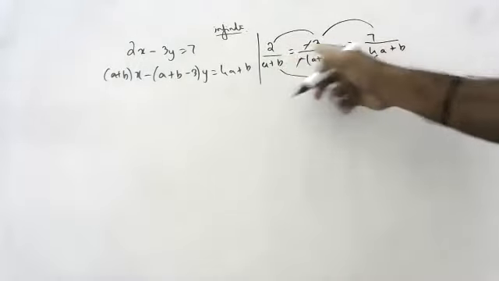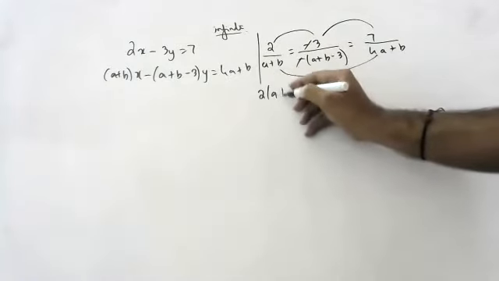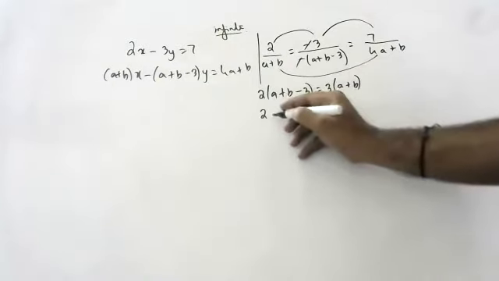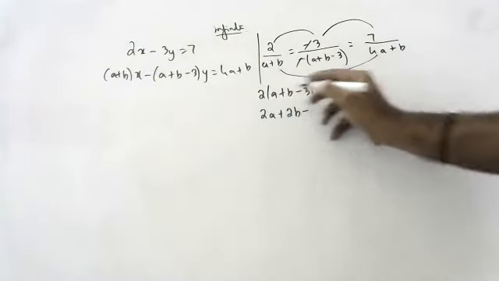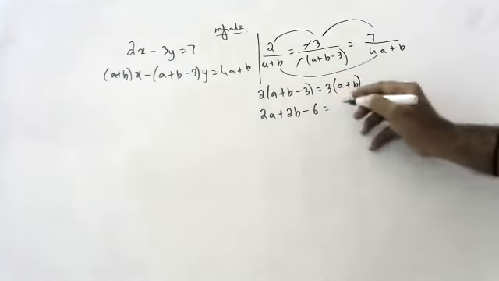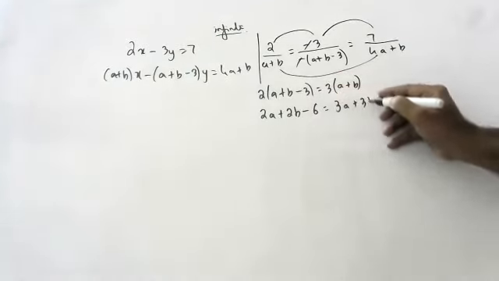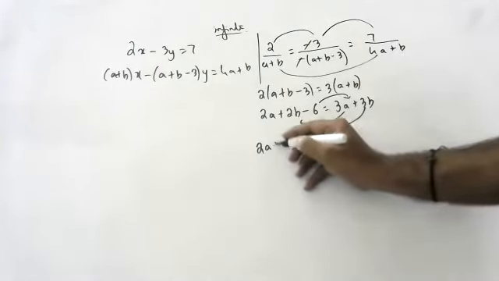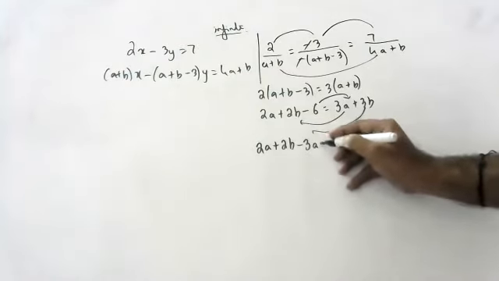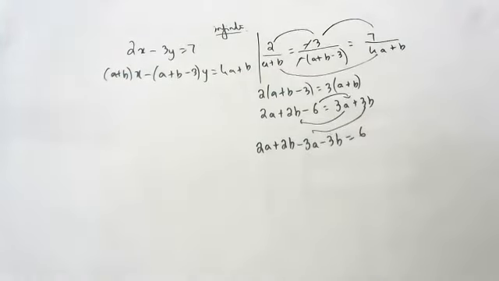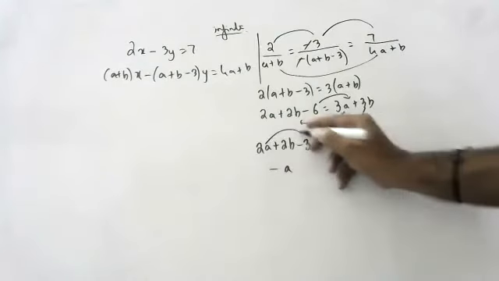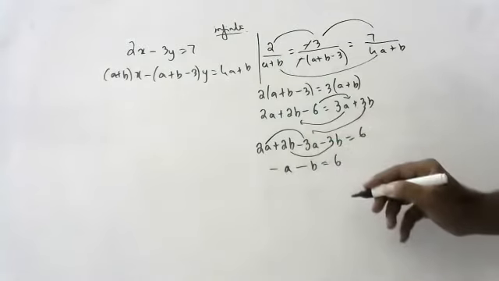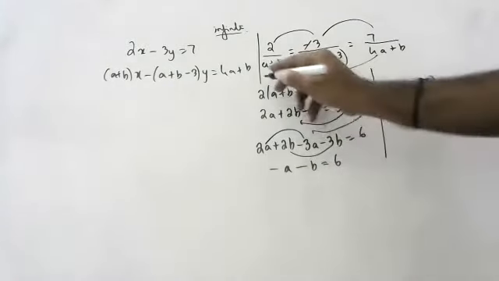First, let us do this on the board. Cross multiplication: 2 into a plus b minus 3 is equal to 3 into a plus b. 2a plus 2b minus 6 is equal to 3a plus 3b. This you bring here, this you bring here, 6 you bring here. 2a plus 2b minus 3a minus 3b is equal to 6. Minus a minus b is equal to 6. This is one equation. Leave it like that.